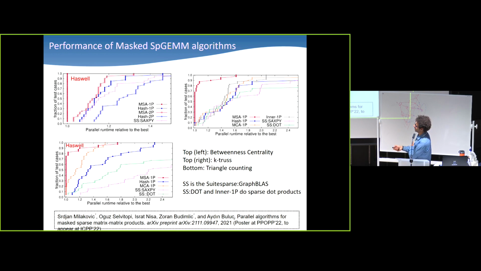But at least it showed. So what is this plot saying? This is the fraction of test cases. So we have lots of test cases. You can read more of them in the papers. And this is the runtime relative to the best. So if you're a straight line here, meaning you're the fastest code in every single instance, right? And so for example, when we're running betweenness centrality with this code, this what we call the MSA, the masked sparse accumulator I just showed you, is faster than anything else out there for every single case. So nothing else needs to be run.